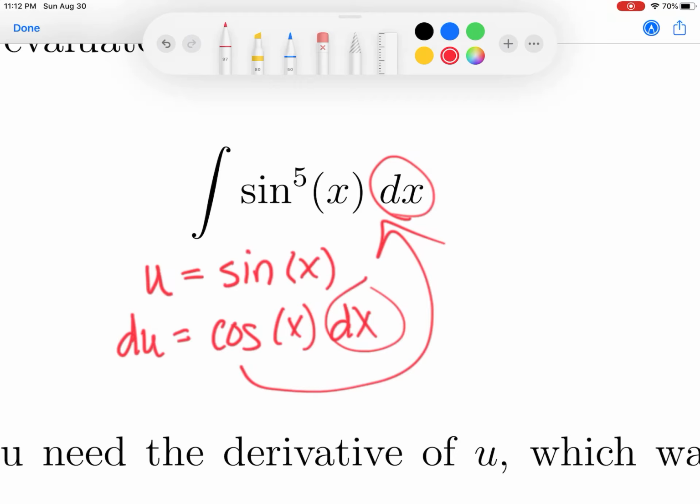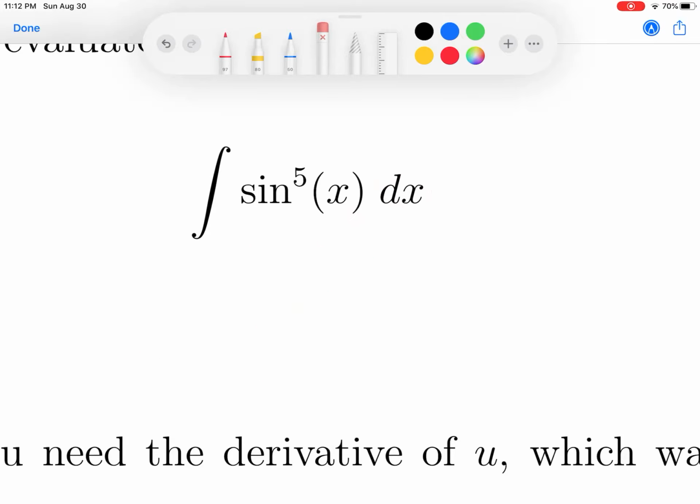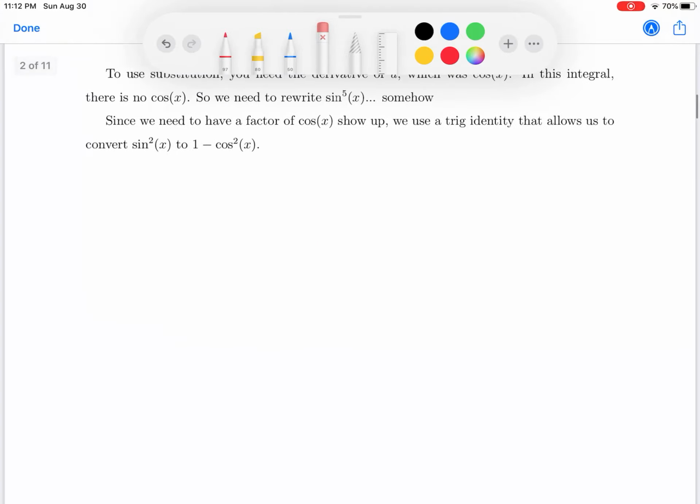My problem is that I have cosine x dx, and I don't have that represented anywhere in my original integral. Now what do? What we are going to do is rewrite sine raised to the fifth power somehow. Since we need a cosine of x to show up in our original integral so that we can actually do a U-sub, we are going to use a trig identity that allows us to convert the following.